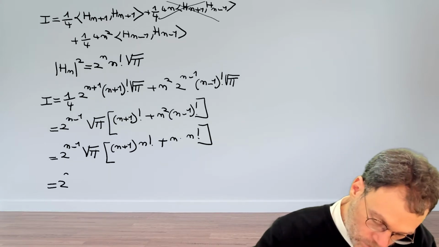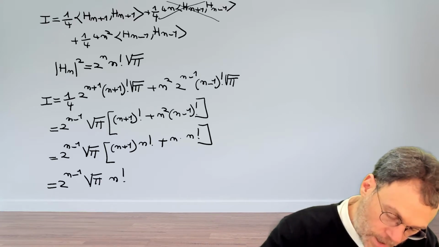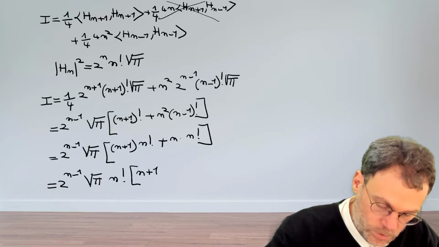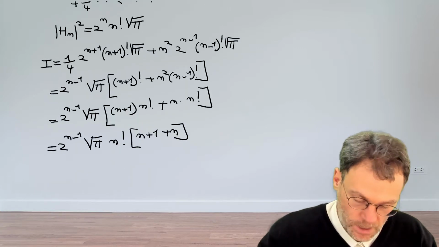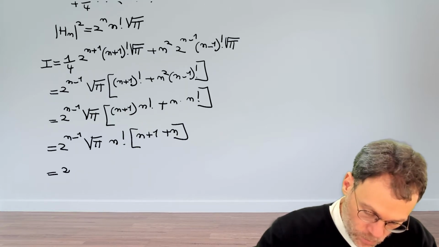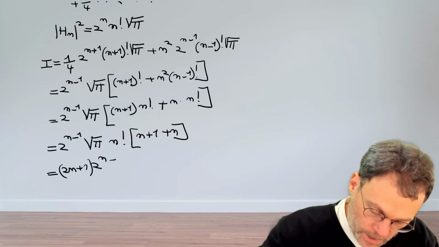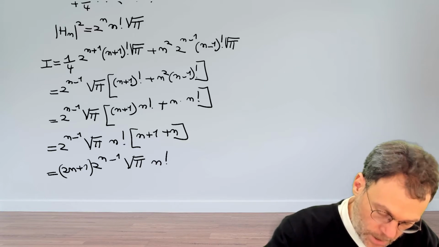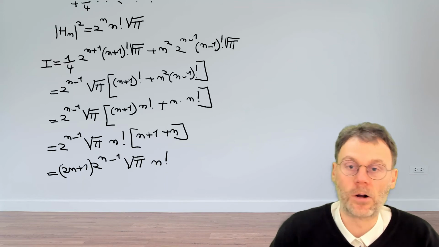So we have 2 to the power of n minus 1, square root of pi, n factorial. And then what we have is n plus 1 plus n. So the end result is 2n plus 1, times 2 to the power of n minus 1, square root of pi, n factorial. Okay, and that's the satisfying result of our calculation here.